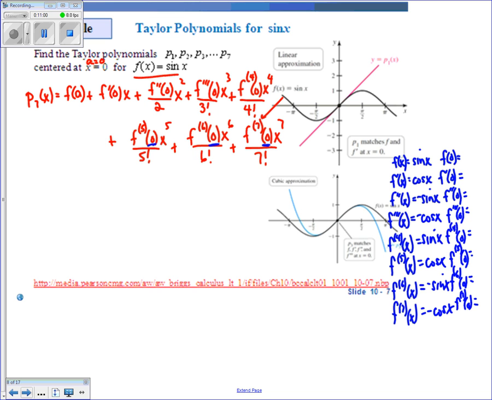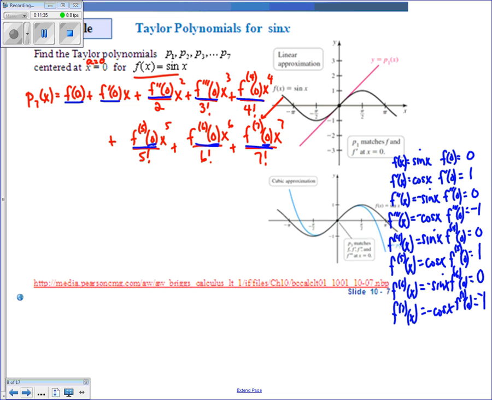do all these at once, it makes it a whole lot easier. Put in the 0 into the f, and you get sine of 0 is 0. F prime of 0, cosine of 0 is 1. Minus sine of 0 is 0. Minus cosine of 0 is negative 1. Sine of 0 is 0. Cosine of 0 is 1. And we know we're just repeating the same values over and over. Okay, so now those are the values I'm going to plug in for f of 0, f prime of 0, f double prime of 0, f triple prime of 0, and so on.